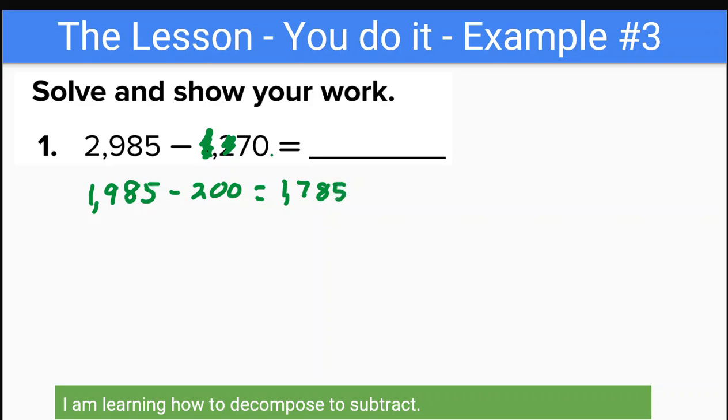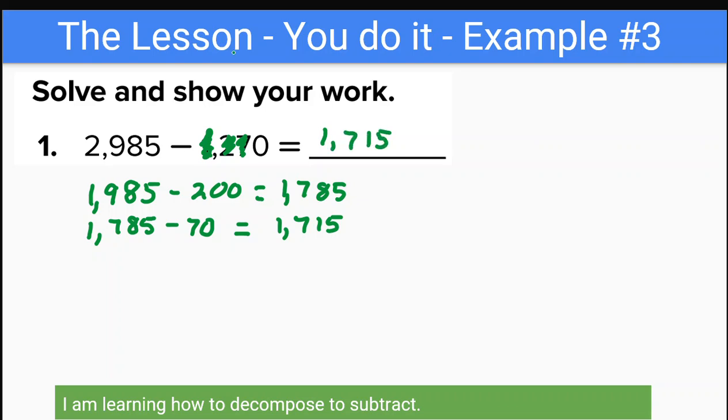Okay, now let's take away this 70. So it's 1,785. Take away that 70 right there. Let's get rid of that. Okay, 85 take away 70 is going to be 15. So it's going to be 1,715. Now it says take away 0. All right, 1,715, take away 0. How much is that going to be? Yeah, I think you know, right? So the final answer here is going to be 1,715. That's the end of the problem.